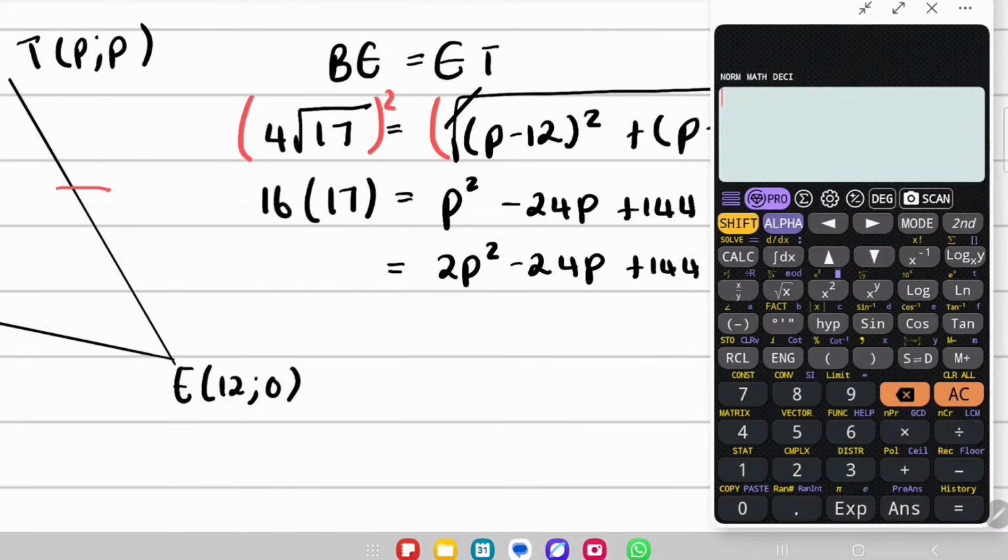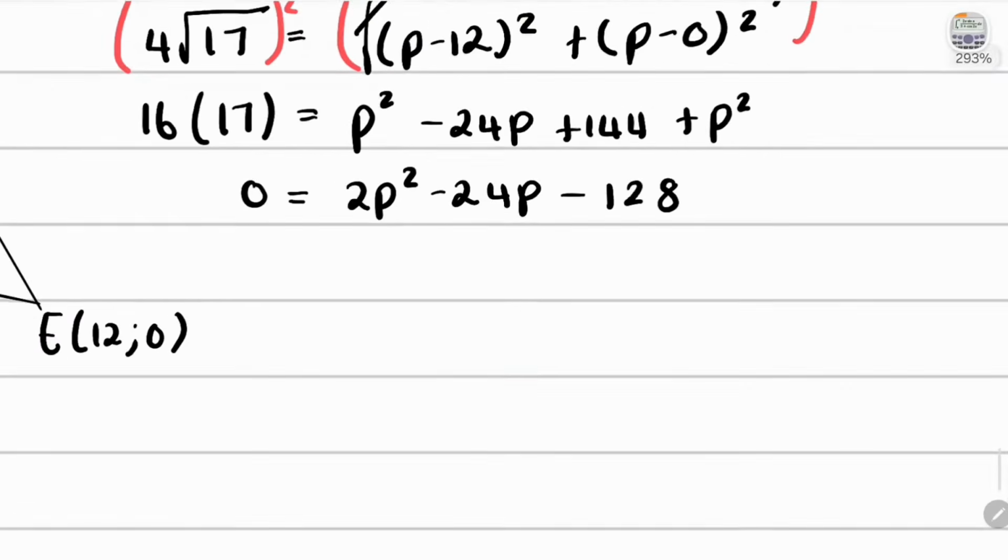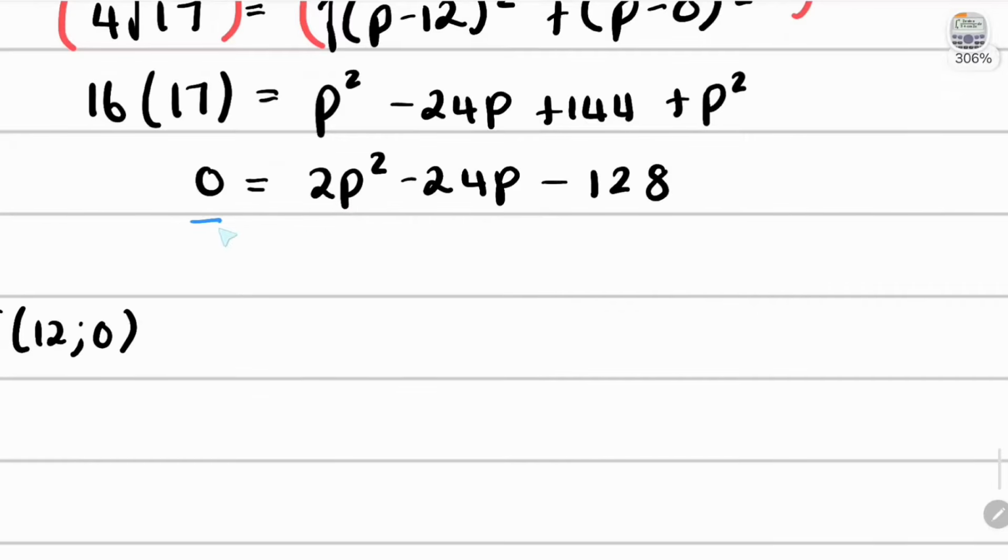Okay, so let's just see what that is quickly. 144 minus 272 gives us negative 128. So when we subtract there, we get negative 128. Notice that they are all divisible by 2, so we can divide both sides of the equation by 2.